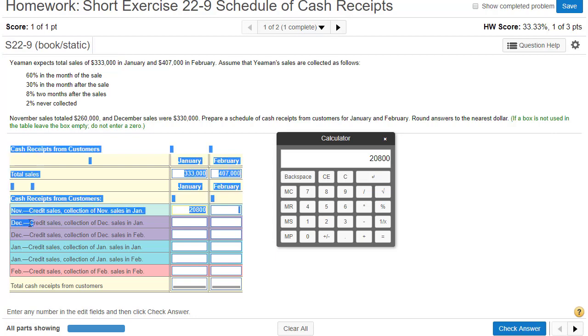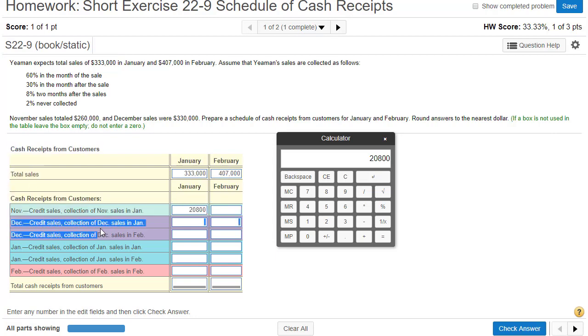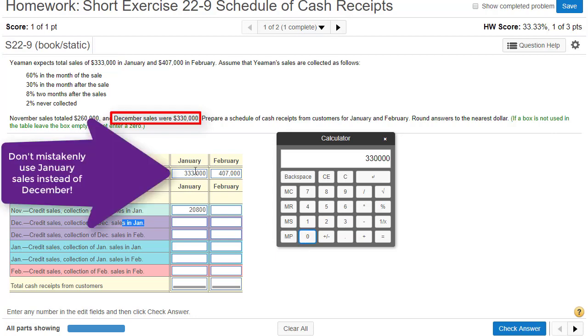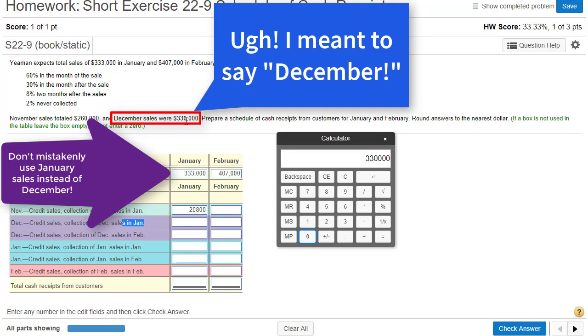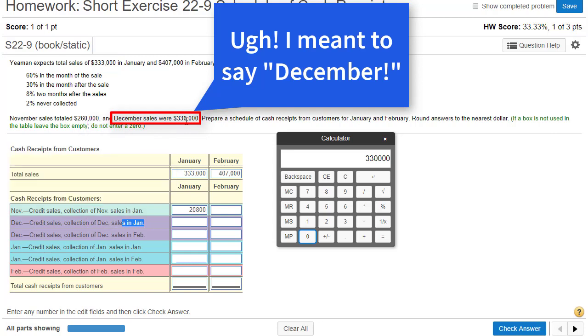Next line. December credit sales, collection of December sales in January, and then we'll do February. We'll do January first. So let me clear this. Now December sales were 330,000. So I'm going to type that in there, 330,000. Don't grab this January sales number. We're working with February. Now you do not have to use memory, but I'm going to show you how to use memory on this.